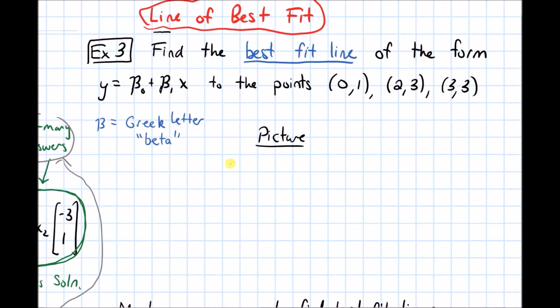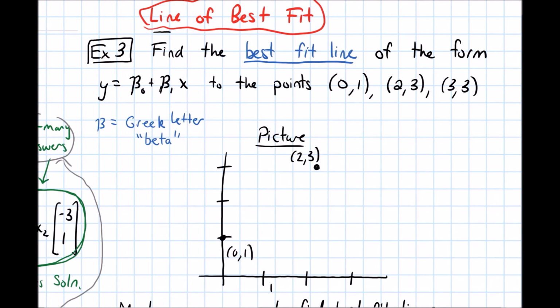Let's draw a picture, and then we'll talk about how we're going to get this line. All my points are in the first quadrant, so I'm going to draw a picture that focuses on that first quadrant. Let's draw some tick marks, so 1, 2, 3. This is 1. And in the y direction, let's go 1, 2, 3. Now let me draw the points in. We have a point at (0, 1), a point at (2, 3), and a point at (3, 3).